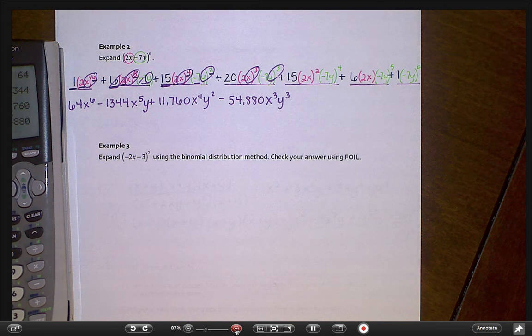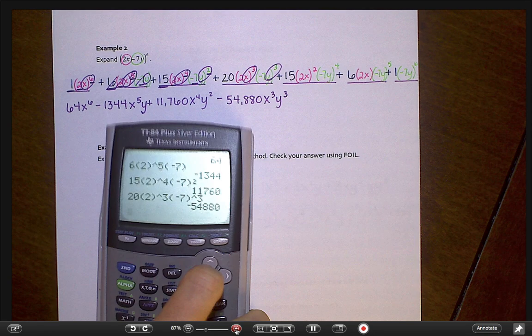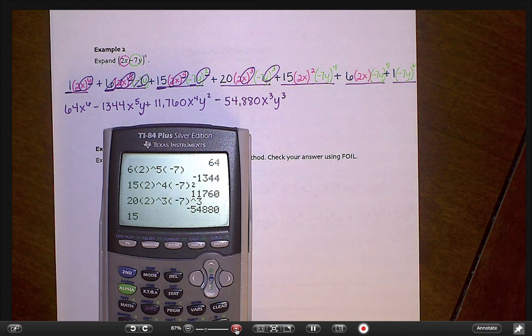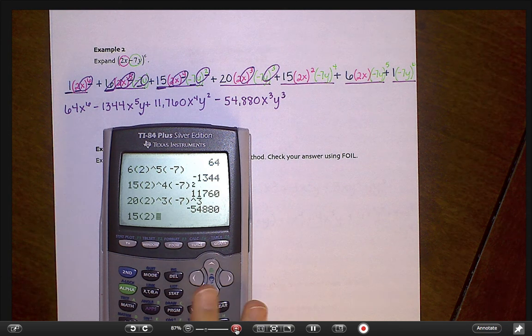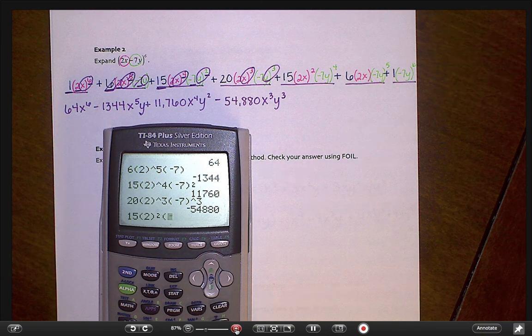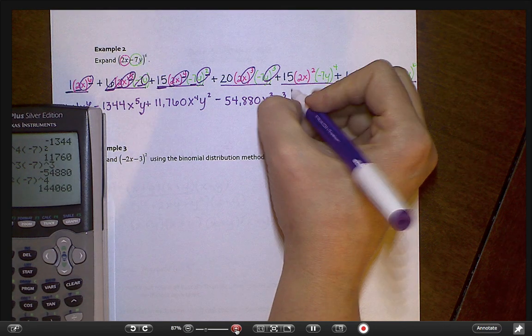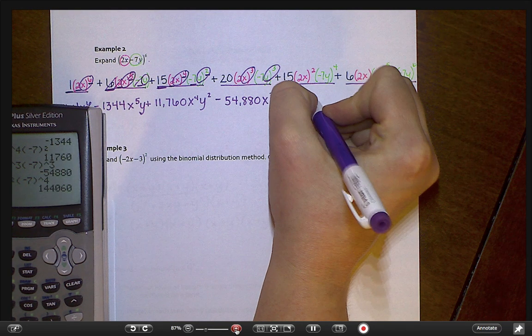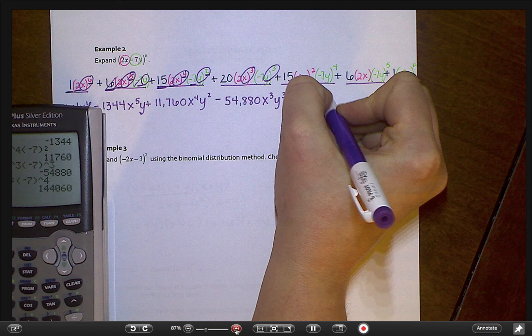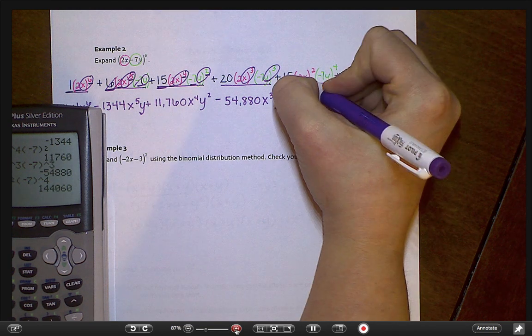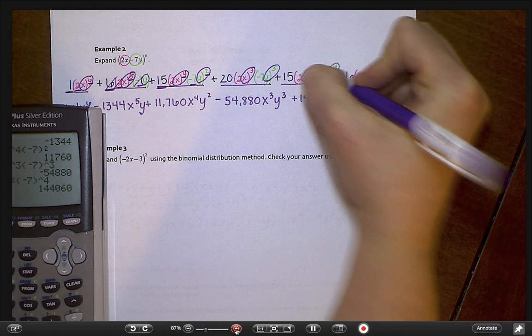Okay. Again, if you'd like to pause and try the next one, might not be a bad idea. 15 times 2 squared times negative 7 to the power of 4 is 144,060. And then we have x squared y to the 4th.